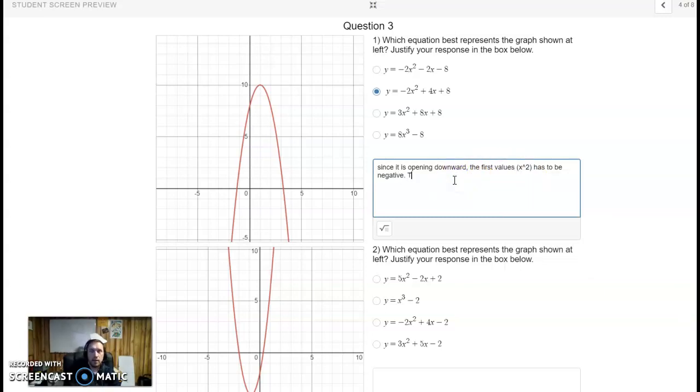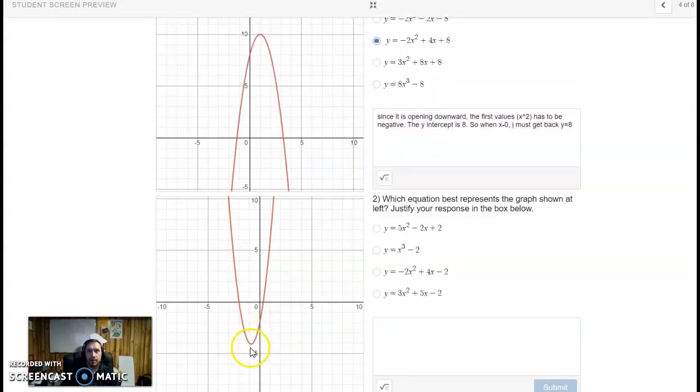And then the y-intercept is 8. So when x equals 0, I must get back y equals 8. And so if we plug 0 in here, we get 0, 0, -8. 0, 0, +8, 0, 0, 8, 0, -8. So there's only 2 that would give us the +8, and there's only 1 that has the negative lead coefficient. All right, so that's our correct answer.